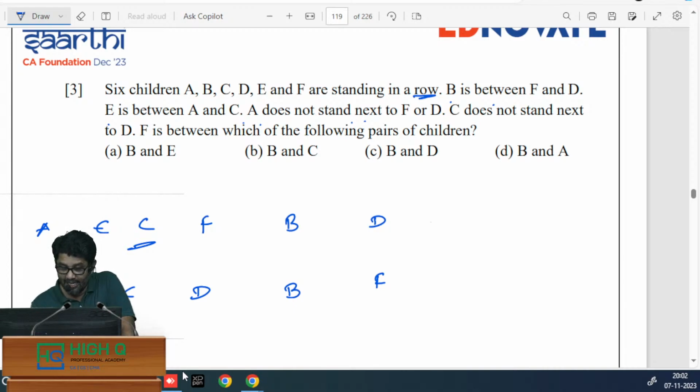Next, C does not stand next to D. I think this will also not come. Am I right, my dear? So C does not stand next to D. This also will not come.